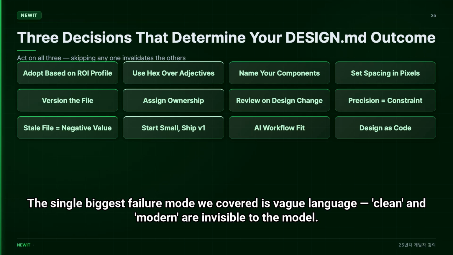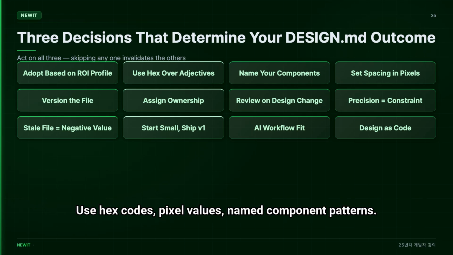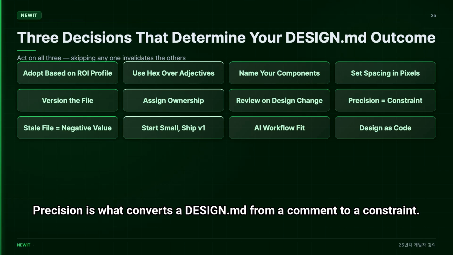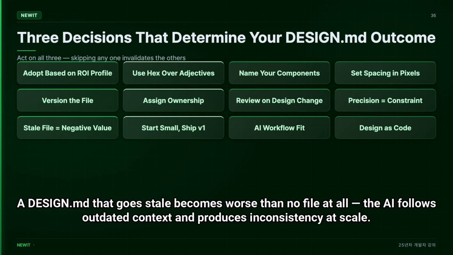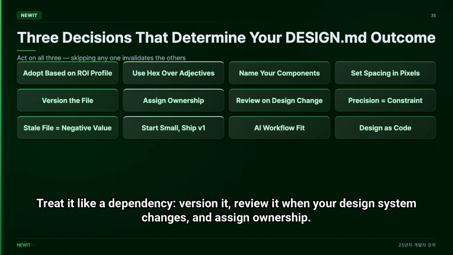Clean and modern are invisible to the model. Use hex codes, pixel values, named component patterns. Precision is what converts a DESIGN.md from a comment to a constraint. Decision 3. Commit to maintaining it. A DESIGN.md that goes stale becomes worse than no file at all. The AI follows outdated context and produces inconsistency at scale.